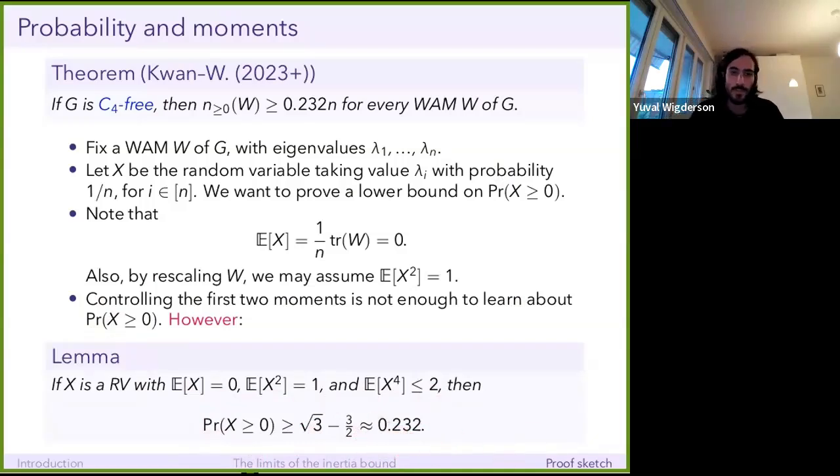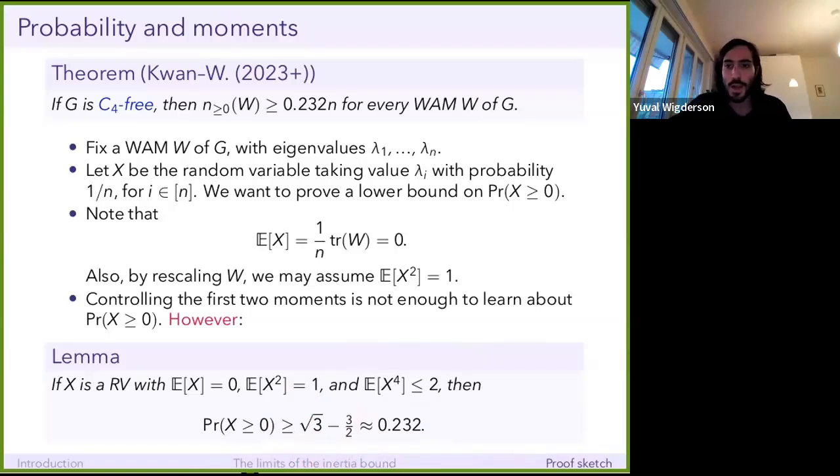It's this kind of funny constant of square root of 3 minus 3 halves, which is exactly this 0.232 that you've been seeing. So this lemma is not so easy to prove, but a version of it where you just get some constant here is not very hard, and I won't prove it, but hopefully everyone believes it. And if you don't believe it, you should try to prove it with some constant on the right-hand side. It's actually a pretty nice exercise.